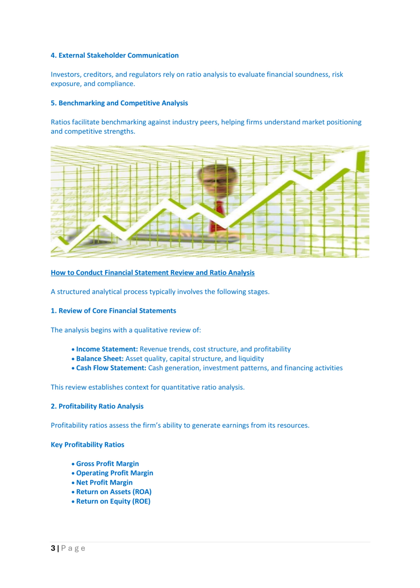To conduct a thorough financial statement review and ratio analysis, start by qualitatively examining the core financial statements: the income statement to understand revenue trends and profitability, the balance sheet to look at asset quality and liquidity, and the cash flow statement to analyze cash generation and investment activities. This foundational review sets the stage for more detailed quantitative analysis.